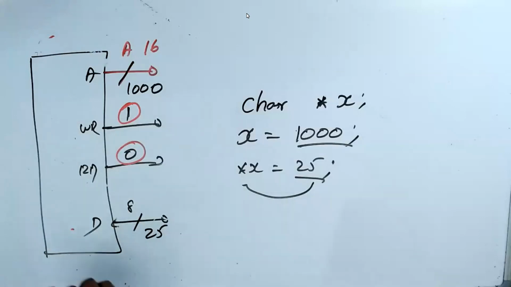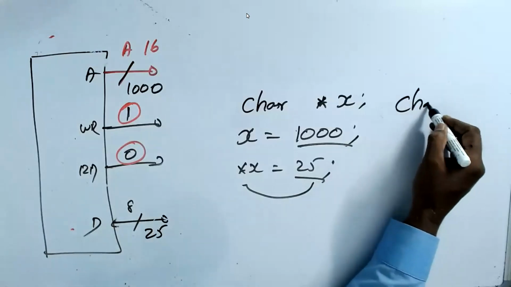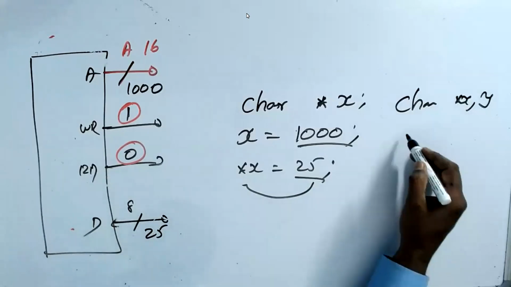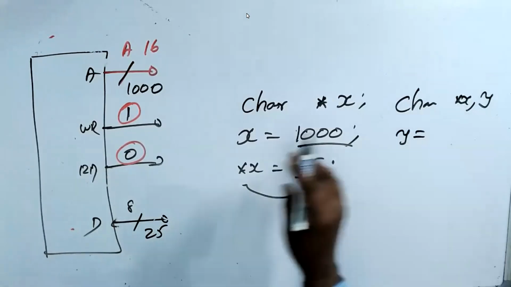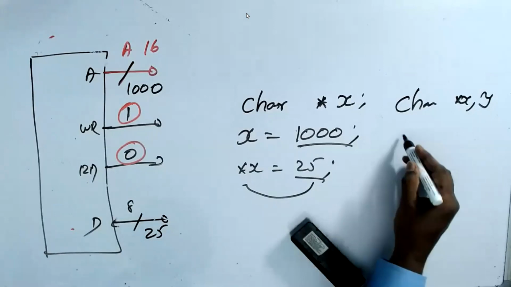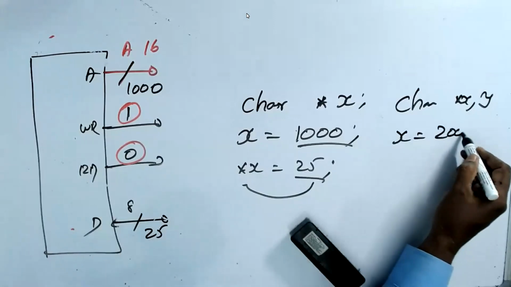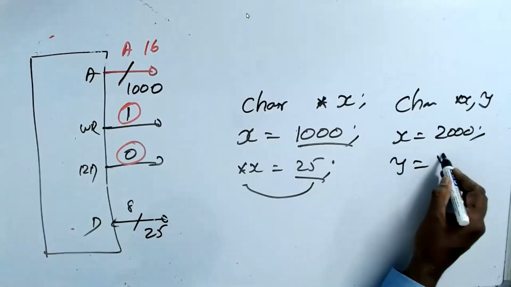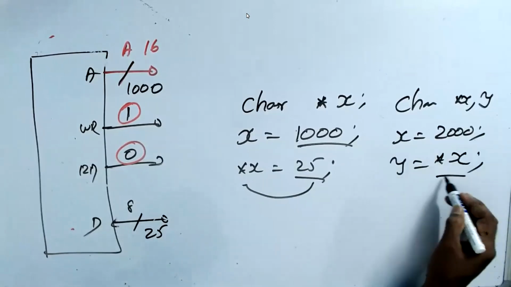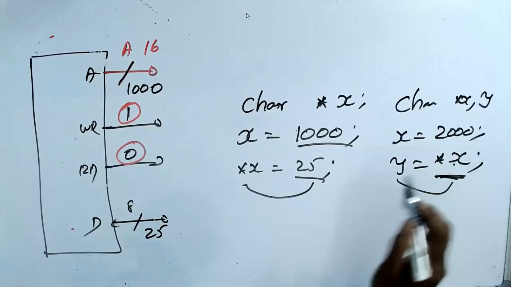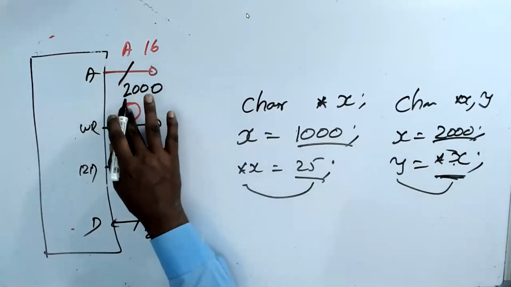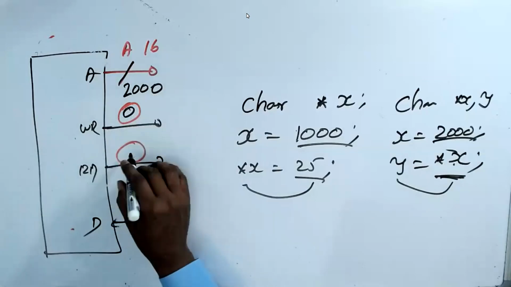But if I do it the other way, char *x, y, put x is equal to 2000. y equal to *x. Now you are reading. I'm putting it into y. So now what happened? The 2000 will come here, and write becomes 0, read becomes 1.